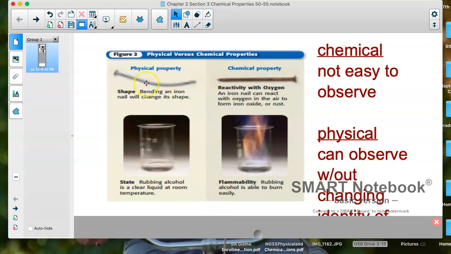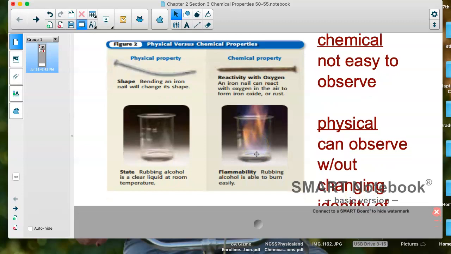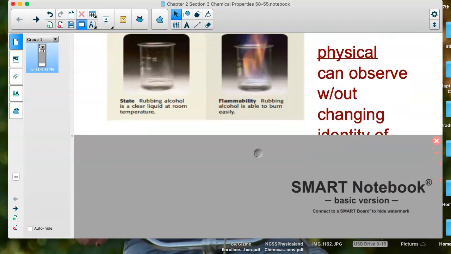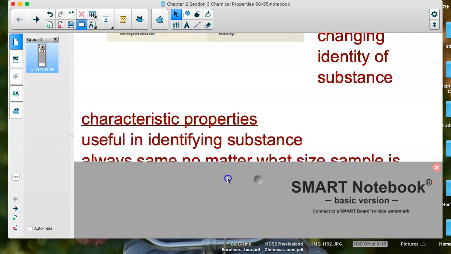So the physical property of this nail, right? We could bend the nail, that's changing its shape. And we could talk about the state of matter, right? Rubbing alcohol is a clear liquid at room temperature. That's a physical property. But if we were describing that nail as reactivity with oxygen, it reacts with oxygen and it forms iron oxide, or that rust that we were just talking about. And then flammability is a term that we would use. So rubbing alcohol is able to burn easily. So chemical, we can not easily observe it. Physical, we can observe it without changing the identity of it when we describe it.